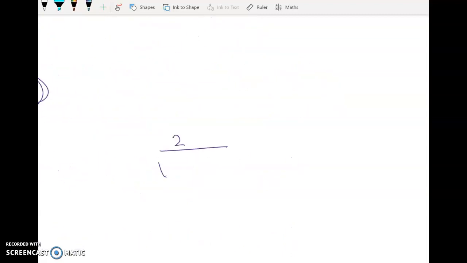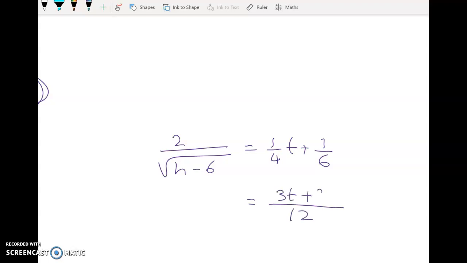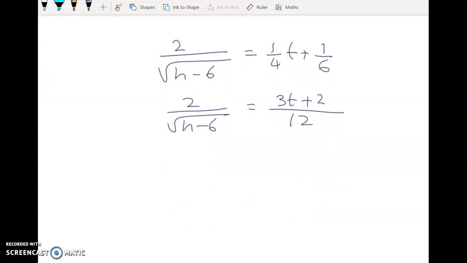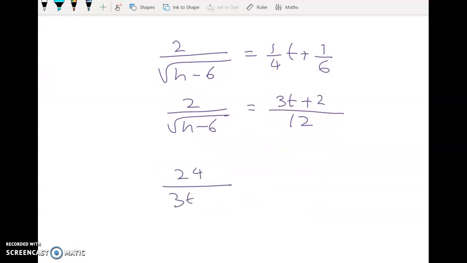So 2 over root h minus 6 is equal to 1/4 t plus 1/6. That's just timesing all of it through by negative 1. Let's rearrange. On this side here we've got 1/4 t plus 1/6, so that's 3t plus 2 over 12. Let's cross multiply. We get 24. I'll just do it in one go. So I'm assuming if you've got to the end and you're still watching, you're probably pretty good with algebraic fractions. 24 over 3t plus 2 is equal to root h minus 6.